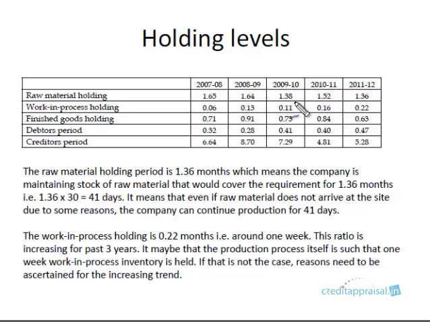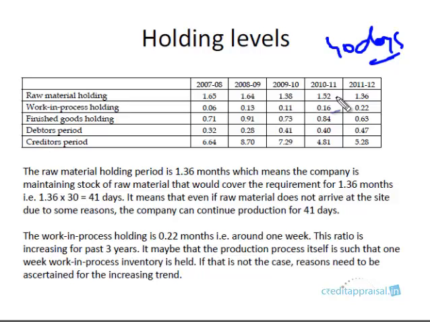So this company is holding inventory. If you look at the last 3 years, it is around 1.3. What is 1.3? It means around 40 days. So this company is maintaining raw material stock of around 40 days. So even if the raw material doesn't arrive for the next 40 days, the company can still continue its production. That is what is meant by raw material holding.